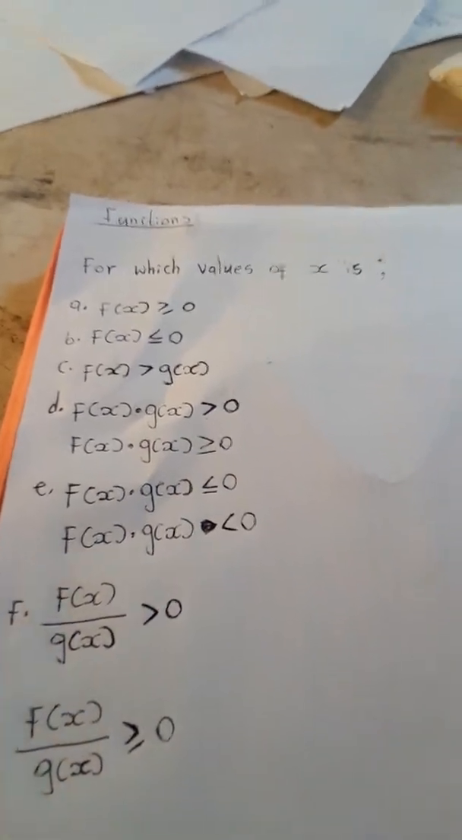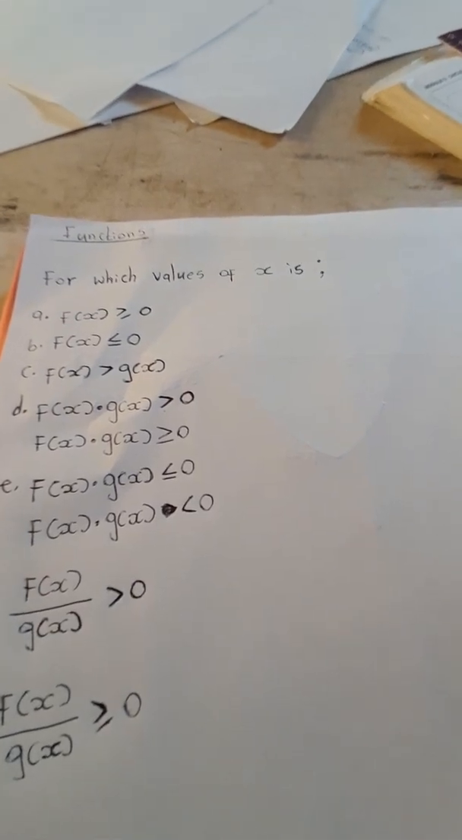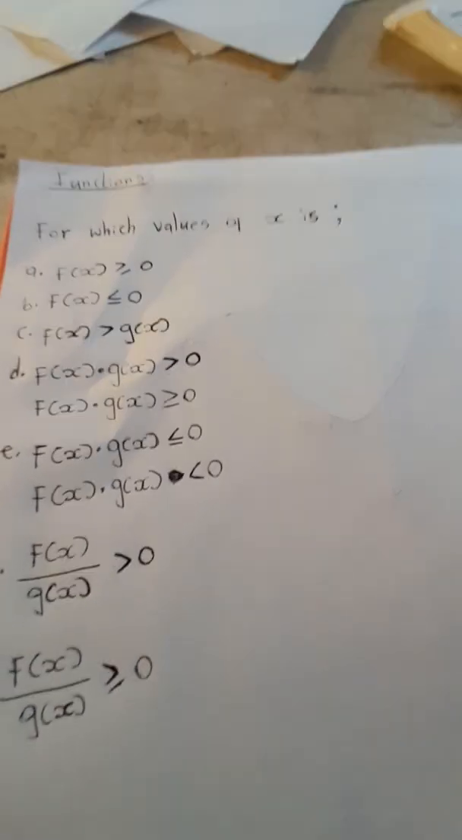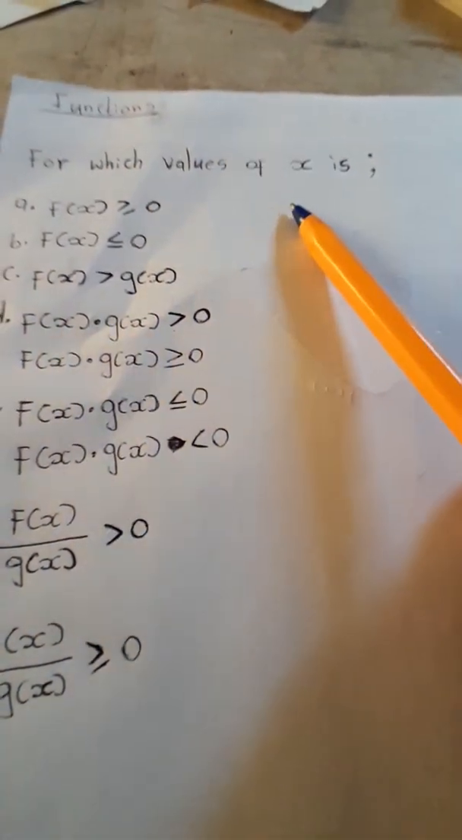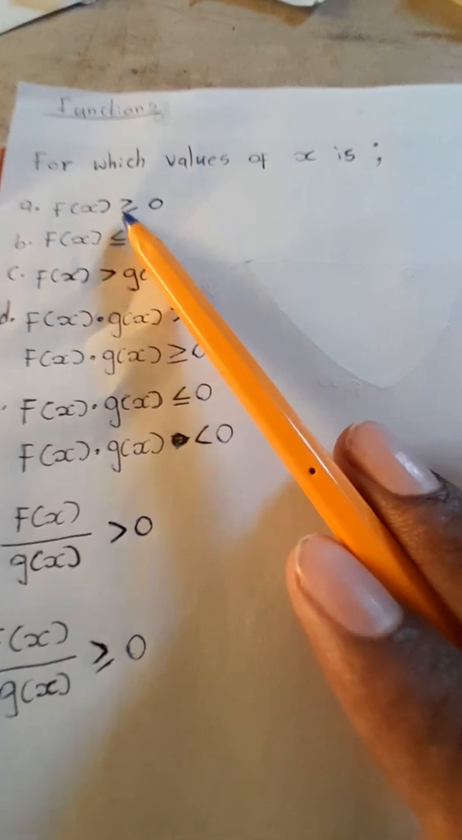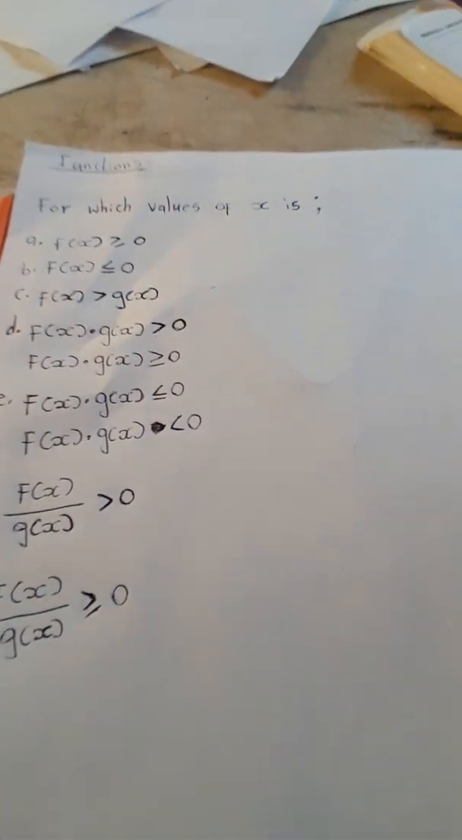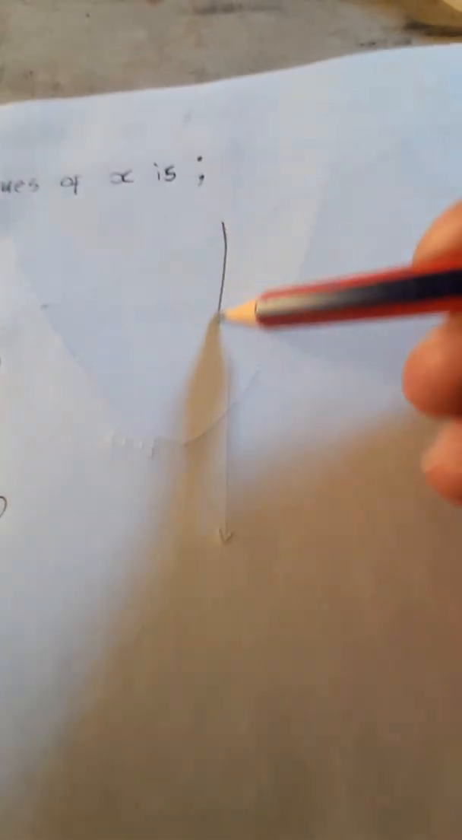So let's start here. They will give you 2 graphs or 1 graph and ask you a question based on that graph. They will say, for which values of x is f of x greater than or equal to 0? We want to know the values of x. Let's say f of x here is this type of graph.